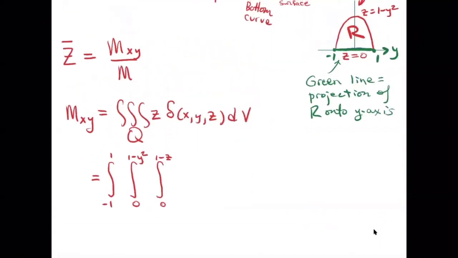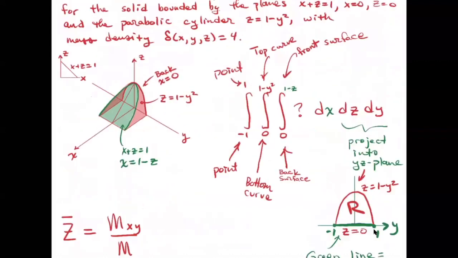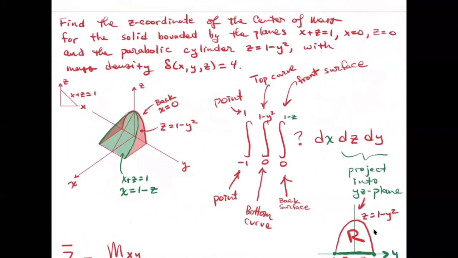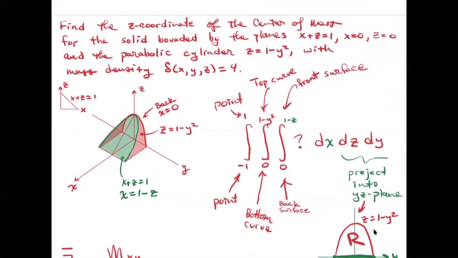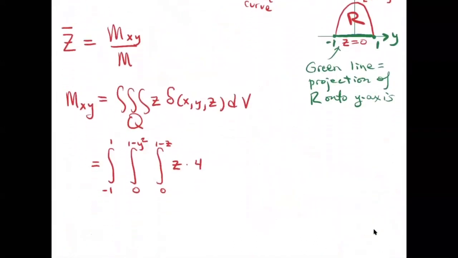Now, the moment to the xy plane, you just multiply the distance to the xy plane from a point, which is z. And then density, remember, was just 4 times dv, which will be, let's see, what's the order? dx, dz, dy. Is that what they asked? Please tell me it is. Oh, it doesn't ask. Good. dx, dz, dy. Okay.